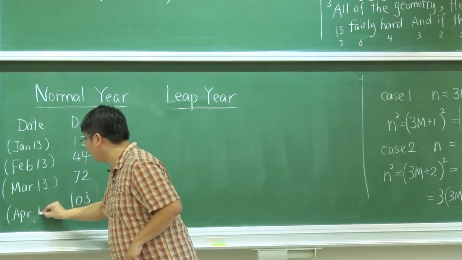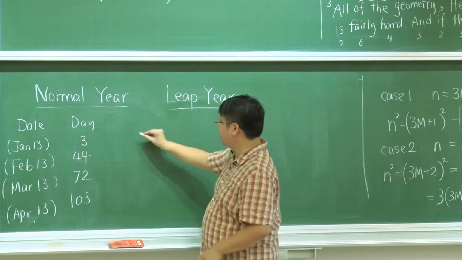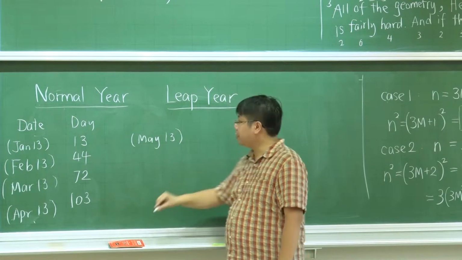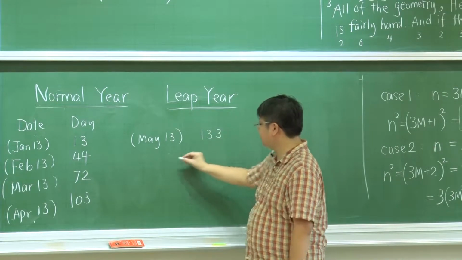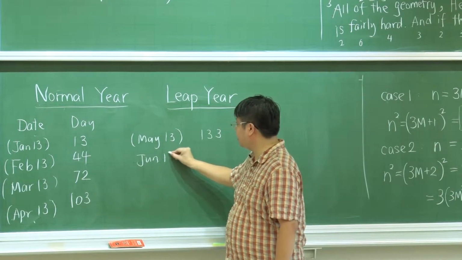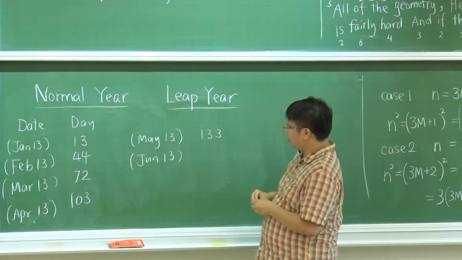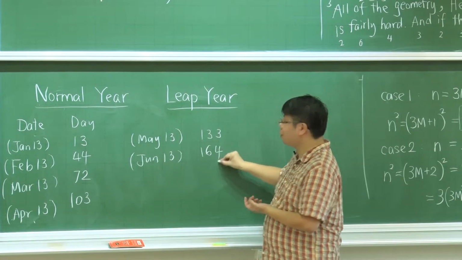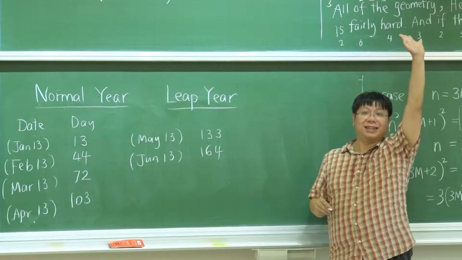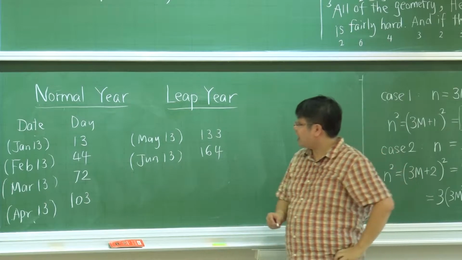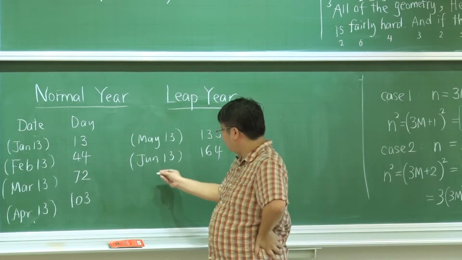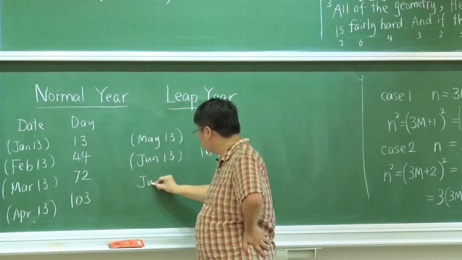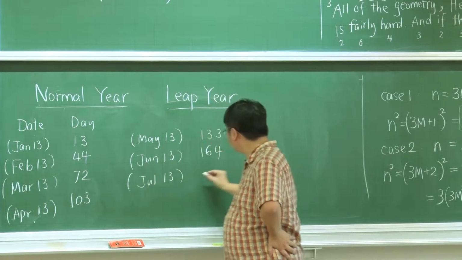So April the 13th. How about May? If it is May 13, then it will be adding 30 to this. This will be 133. And then June 13, this will be adding 31 to this one. It's 164. So far, if you understand what I'm doing, could you please raise your hand? Okay, excellent. And then July, so it is 194.